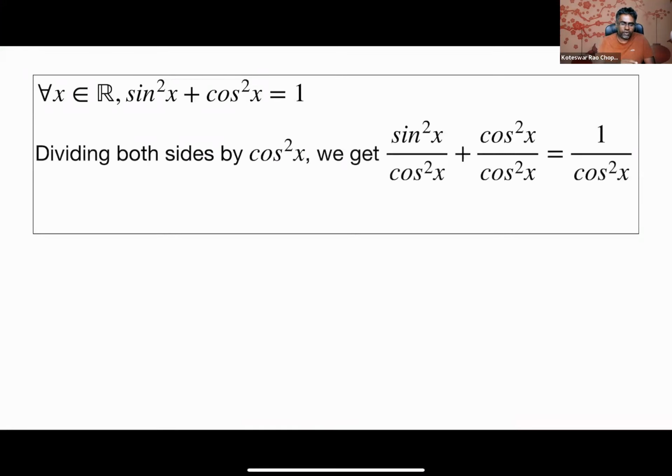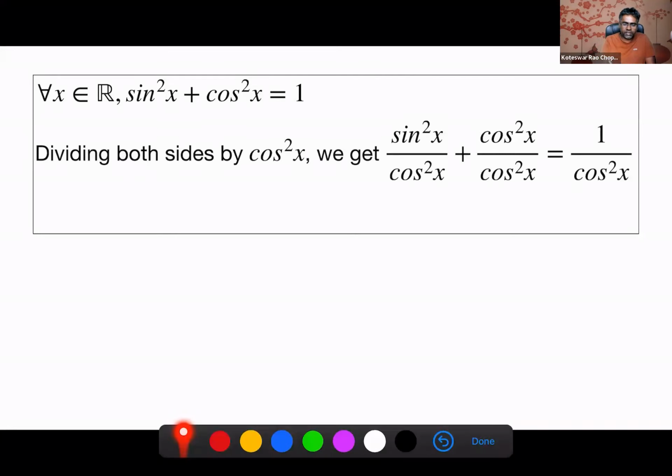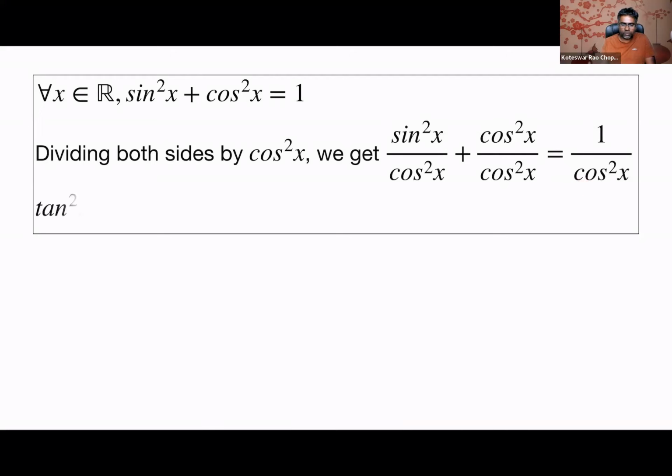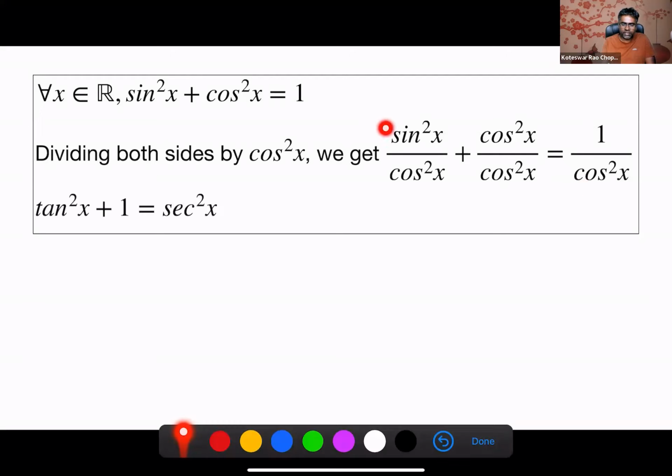If you divide both sides by cos square x, we have sine square x by cos square x, and then plus cos square x by cos square x, and the right hand side you have 1 by cos square x. So sine square x by cos square x is tan square x, and then this is just 1. And the right hand side you have secant square x.